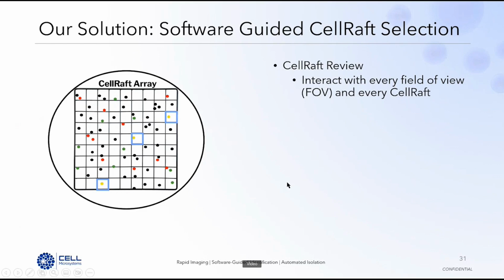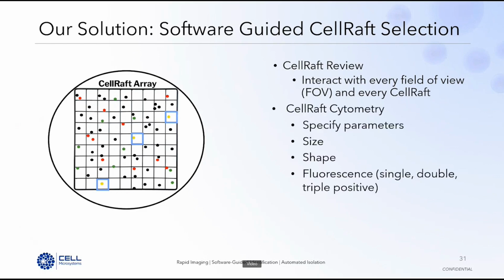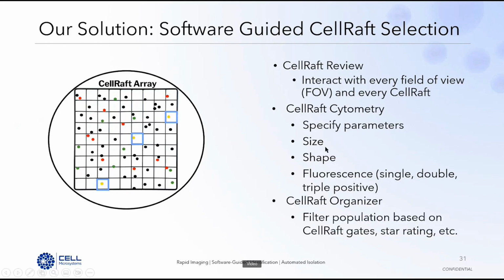This is very manual, and it is a great option if you want to look at all of your cells. But if you, like most researchers, have deadlines to meet and experiments to perform, CellRaft cytometry is going to be your best friend. It allows you to look at every scan that you've performed on the array, to identify specific user-defined parameters to identify the cells that you want based off of size, shape, morphology, or fluorescence, and then define those populations for identification of cell rafts containing cells of interest.